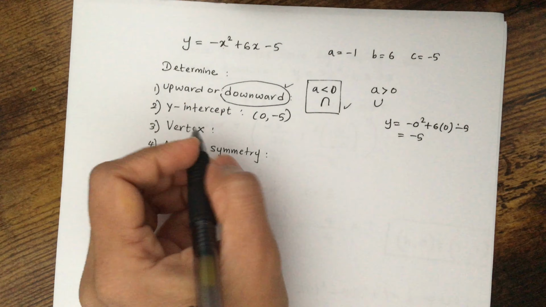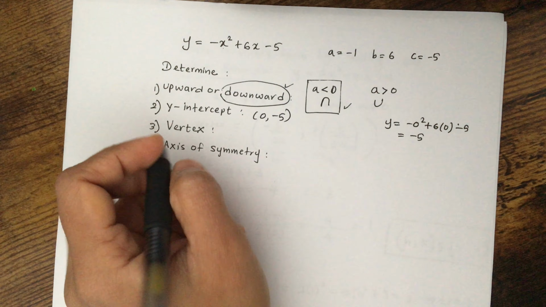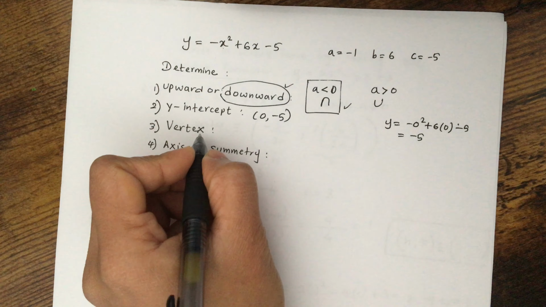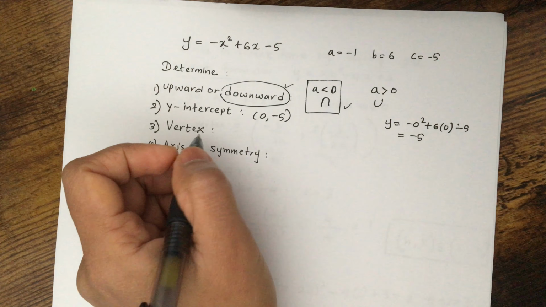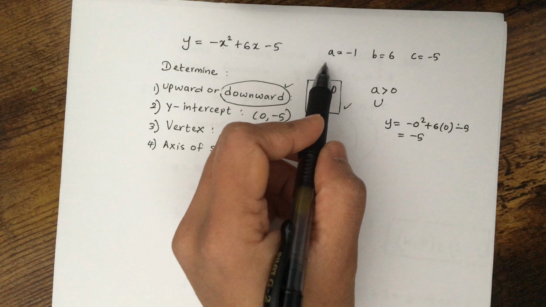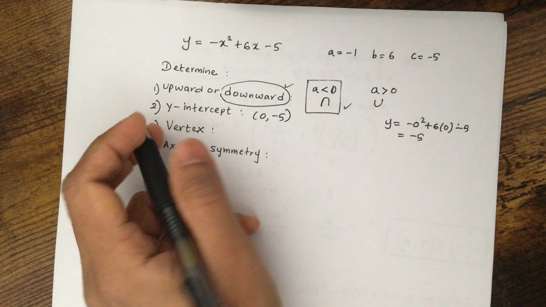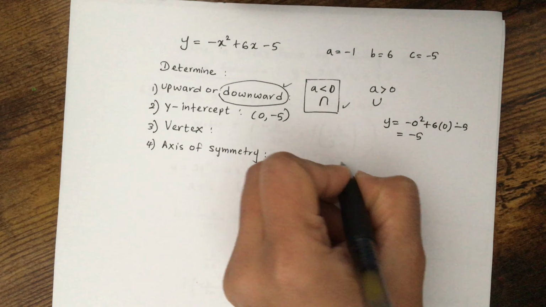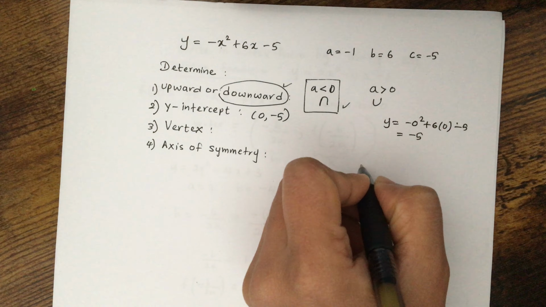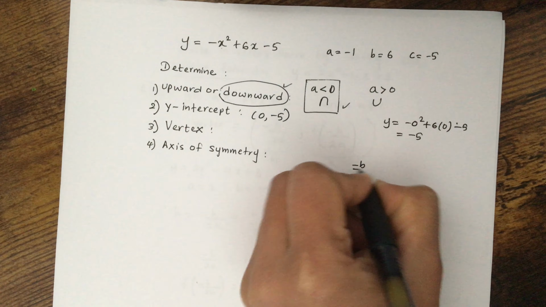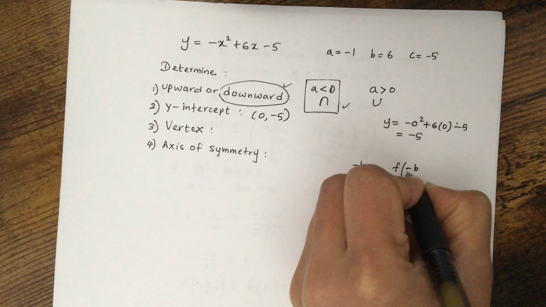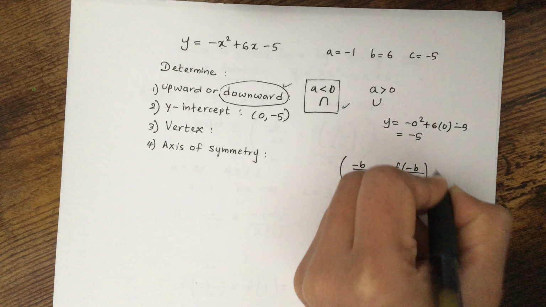And then I have to find the vertex, which is the turning point of my function, right? How do you find the vertex? There are two methods, but here I'm going to use the vertex formula. You know, in the vertex you have the x coordinate and the y coordinate. So the x coordinate is -b/2a, and my y coordinate is f of -b/2a. So this is the vertex formula.